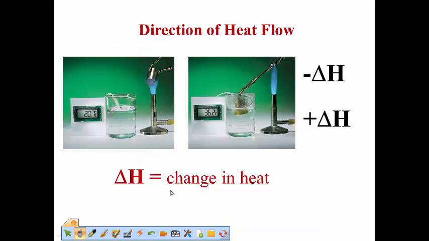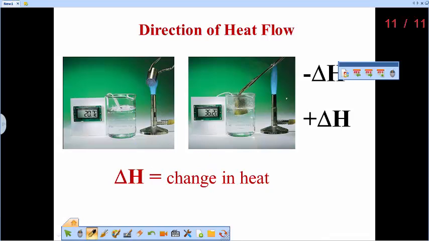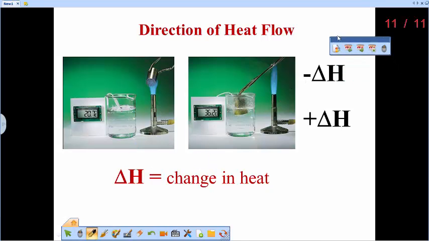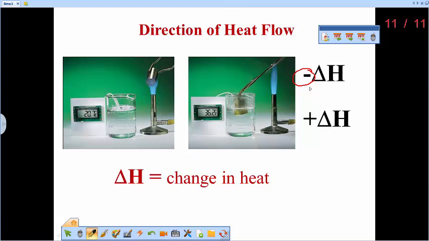Direction of heat needs to be given with a sign. The sign for direction of heat is given as a positive or a negative value. Negative means heat leaves the system. Positive means heat enters the system. Exothermic: heat is exiting or leaving the system. Endothermic, with a positive delta H, means heat is entering. Delta H means the change in heat.